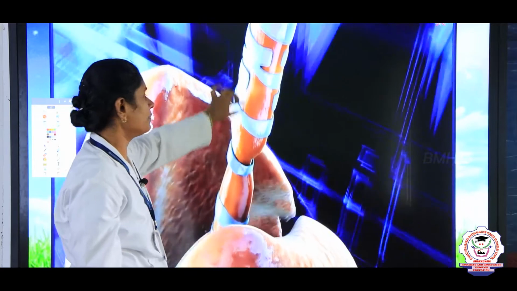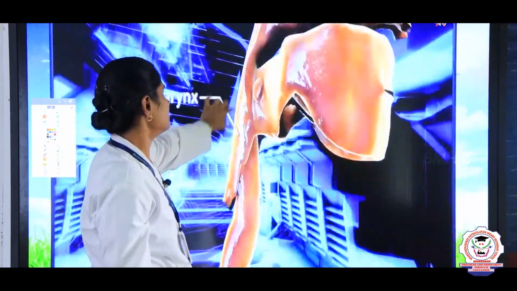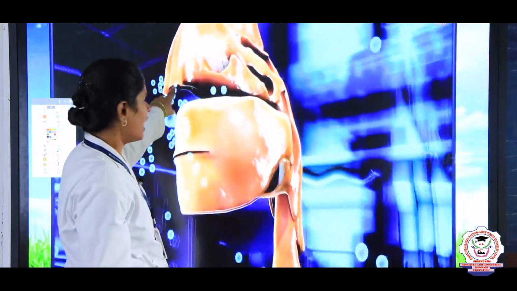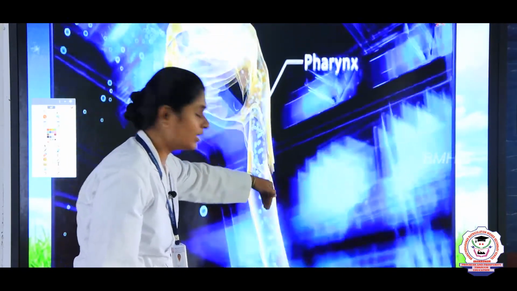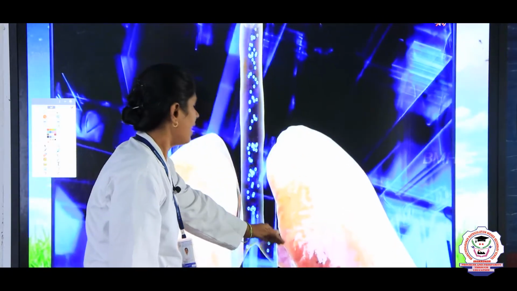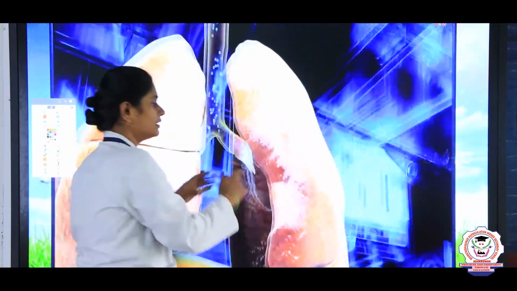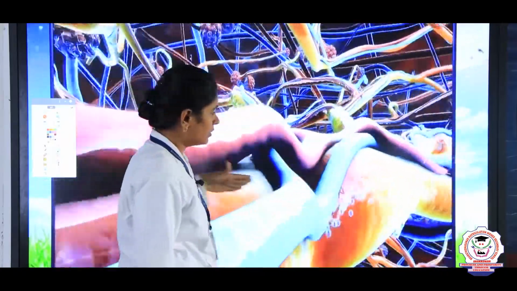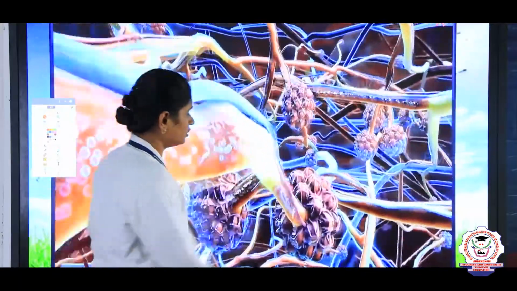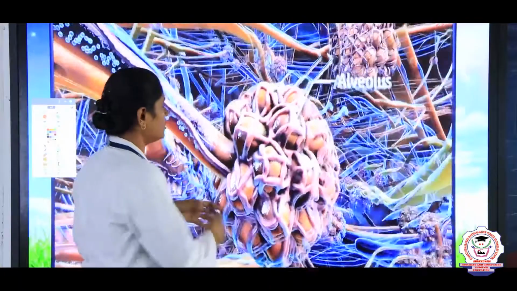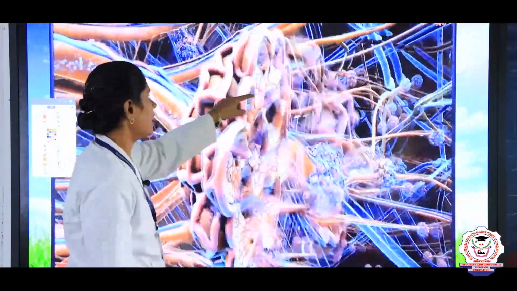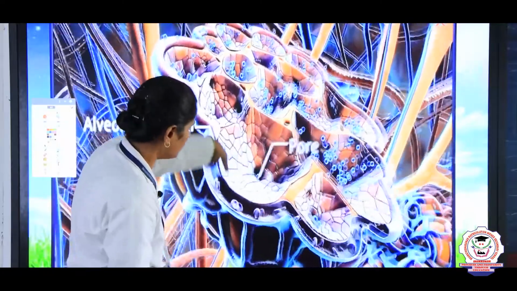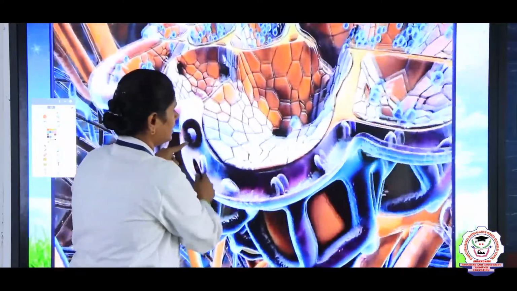The windpipe is protected by cartilage, and from the windpipe you can see the pharynx and then the nostrils. The oxygen enters the nostrils and travels through the pharynx, windpipe, and bronchi. Inside the lungs the bronchi are further divided into many branches known as bronchioles. The oxygen travels inside the bronchioles, and at the end of the bronchioles you can see the alveoli. Many alveoli are present, and the blood capillaries surround the alveolus.